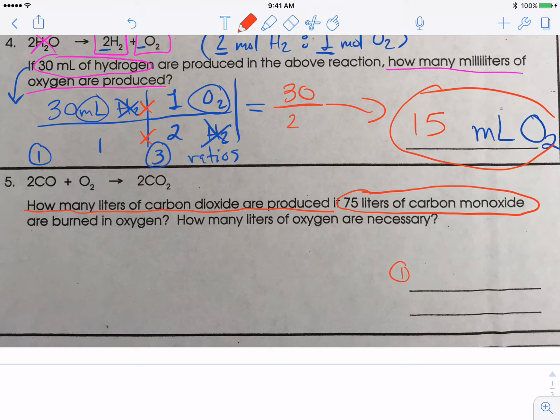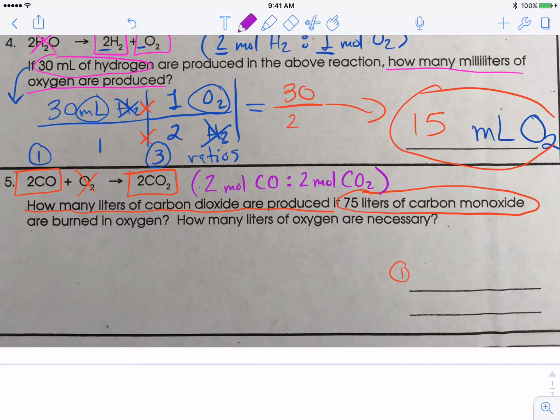So in the question, it asks for how much CO2 is made, so we're going to put a box around that. And it says we start off with 75 liters of carbon monoxide. That's CO. So we're going to put a box around that. So for question number 1, let's ignore the O2. Now let's go ahead and write the molar ratio, which is very simple. It's just 2 moles of CO for every 2 moles of CO2.